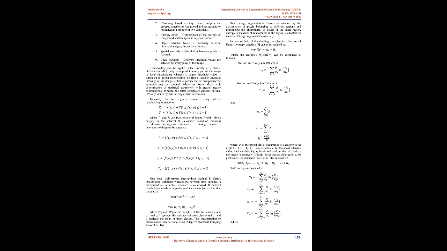Generally, the two regions estimated using bi-level thresholding are stated as follows, where the two regions belong to image F with pixels ranging in the interval 0 to L, classified based on threshold T.